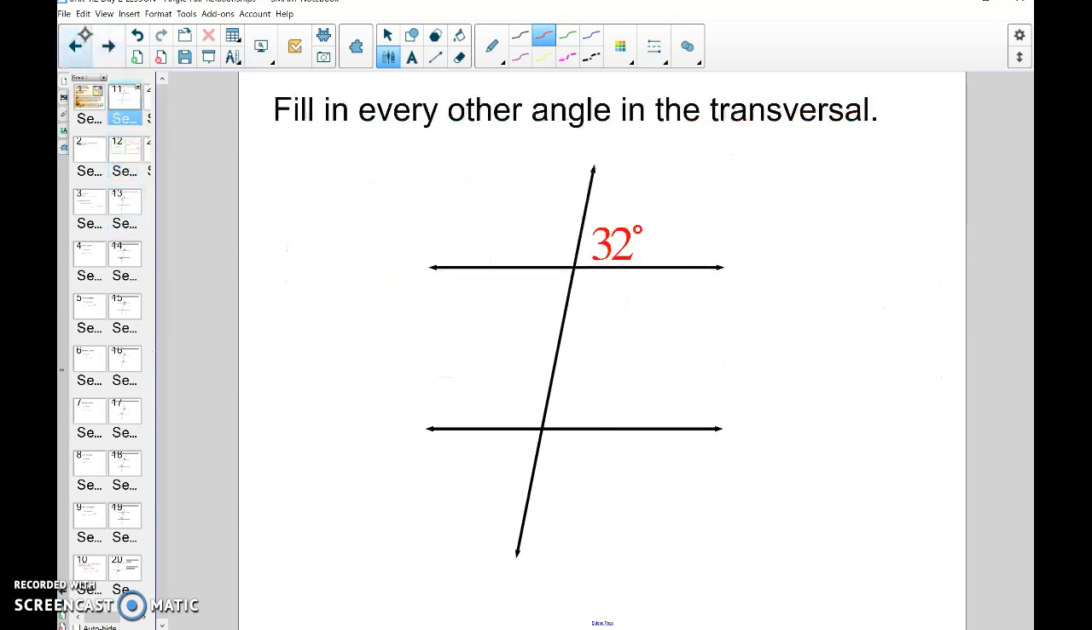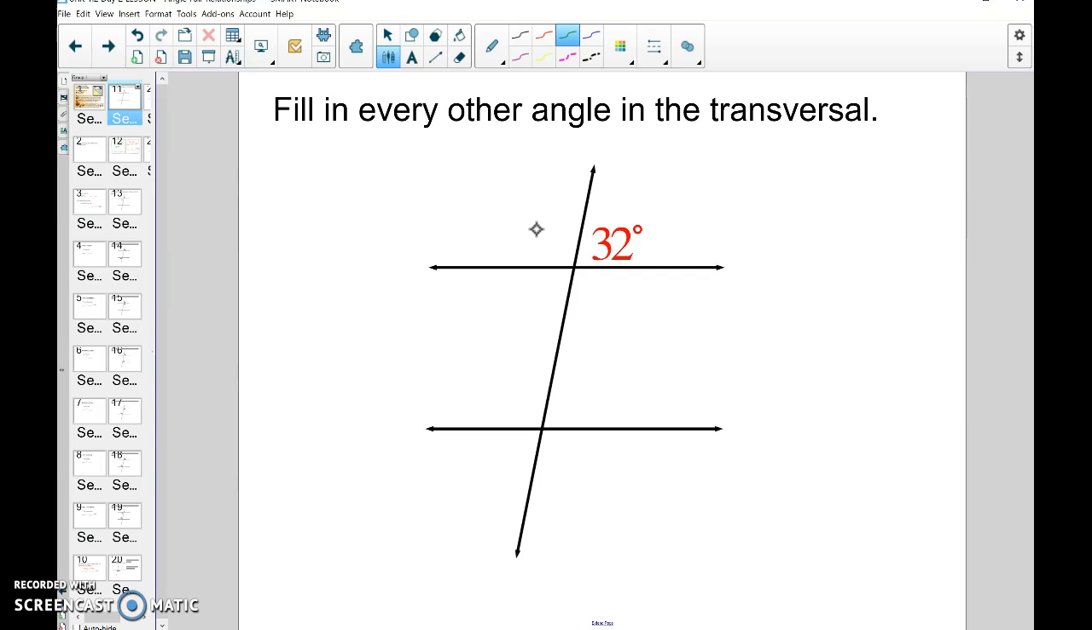So let's go back a little bit. In this guy, let's just fill in the numbers first of all. This seems a little daunting at first, but it's really not. If this is 32, let's just start with what we know. Let's work around here. Some of you might be noticing some vertical angles, some linear pairs, so let's start with that.